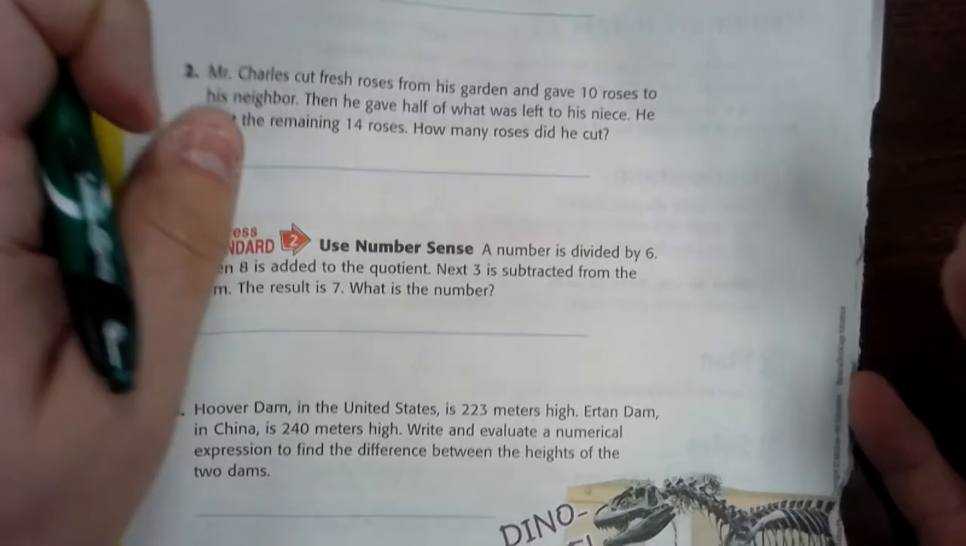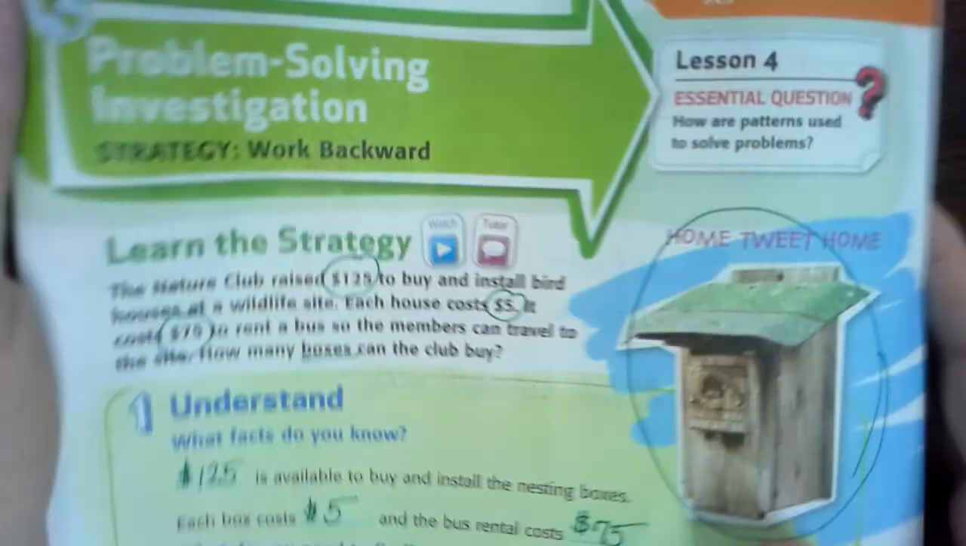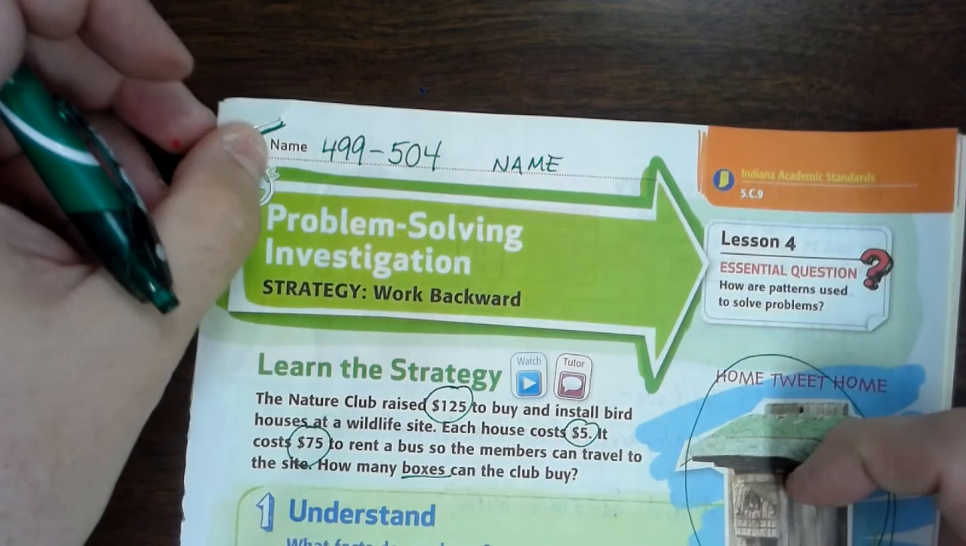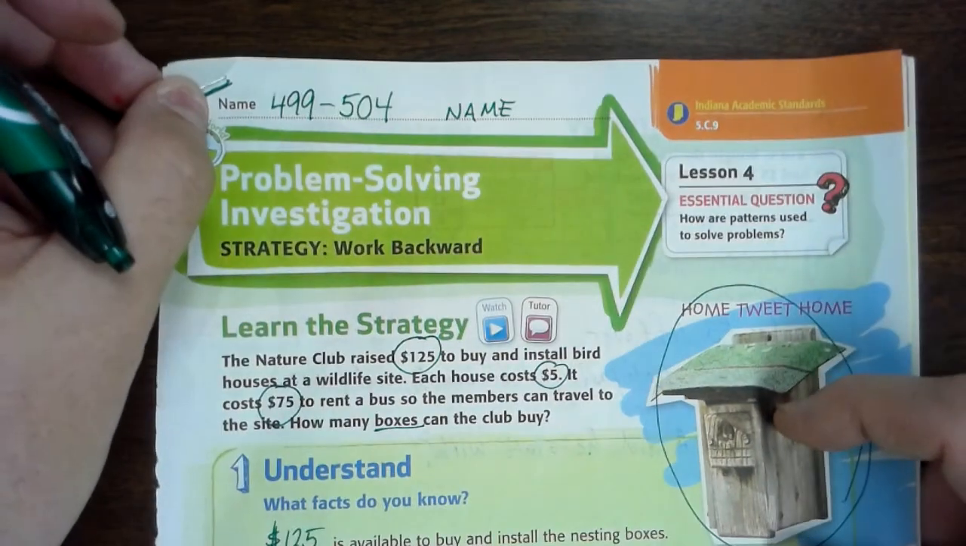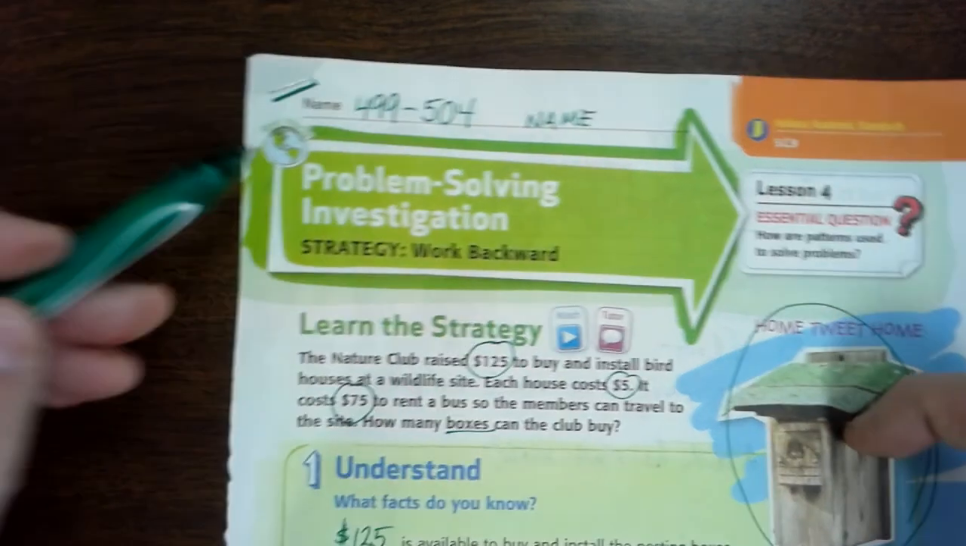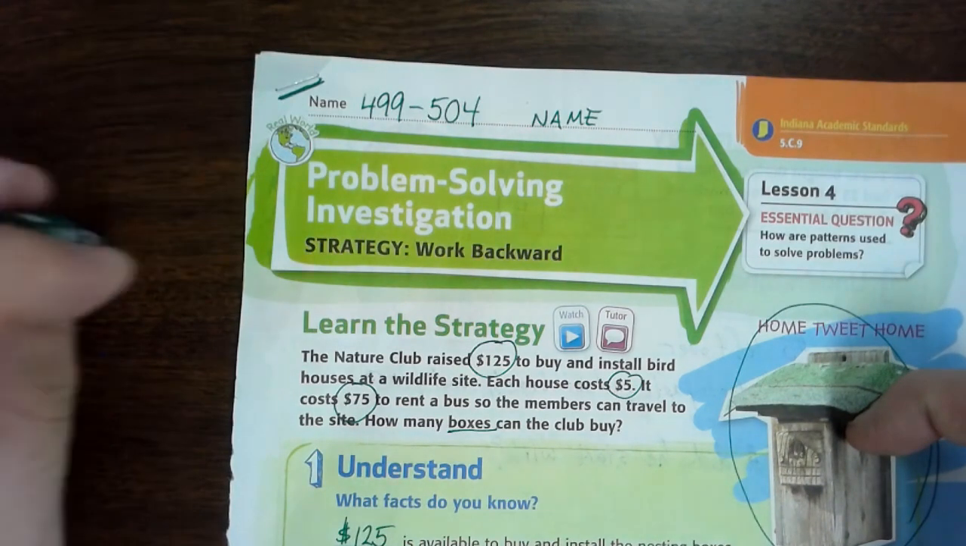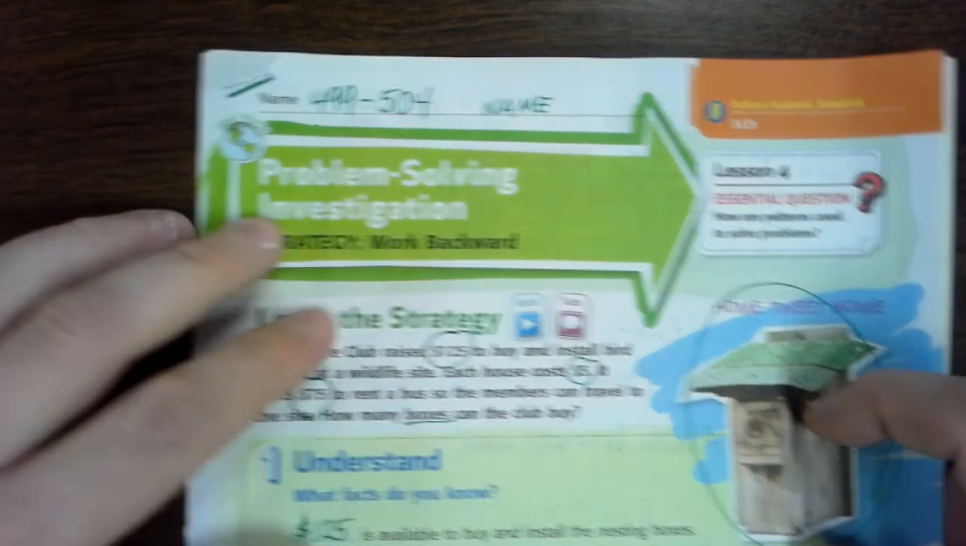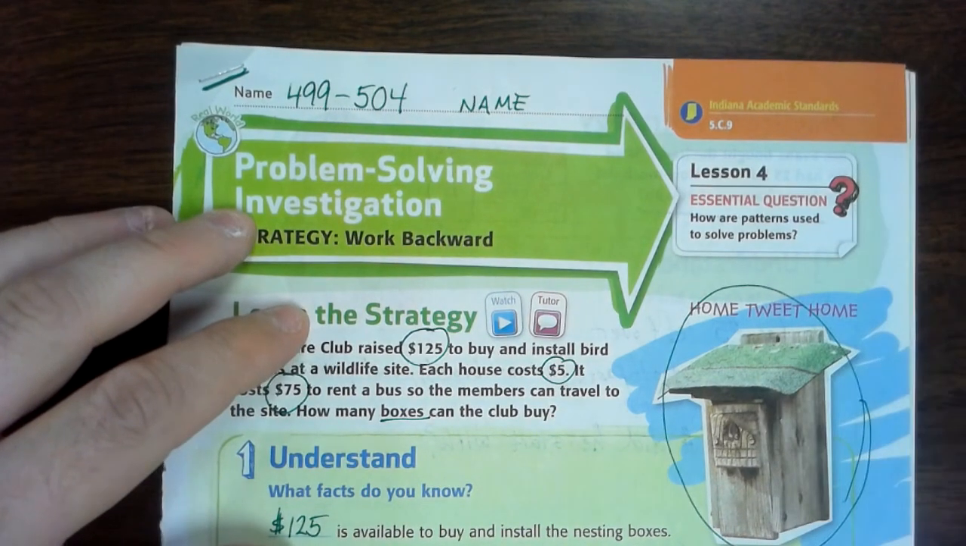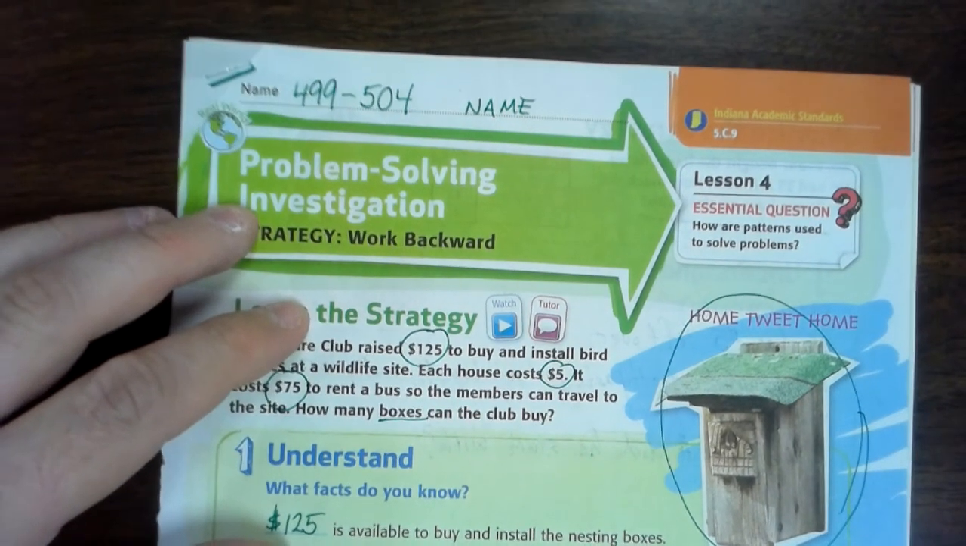So good luck. When you guys are finished, make sure that you turn all of these in. Again, those are pages 499 to 504. Make sure you turn all those in with your name on it, and a staple on the left-hand side there. When you guys are finished with that, work on some Prodigy and Prodigy only. All right, thank you, guys.